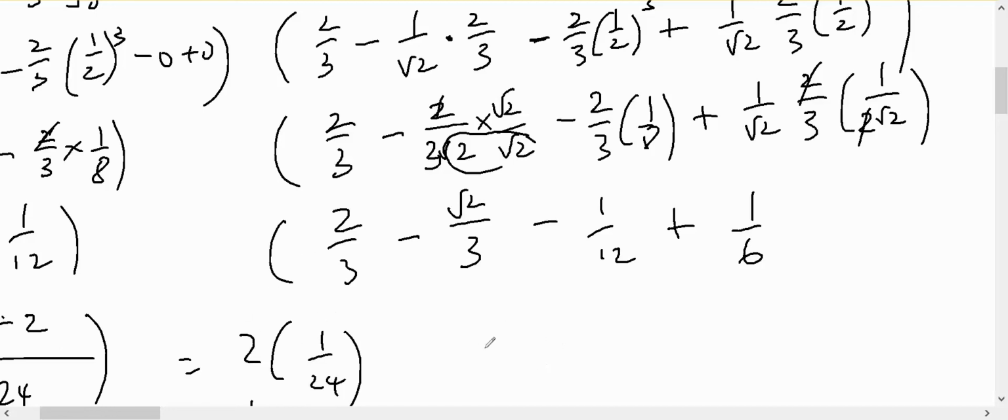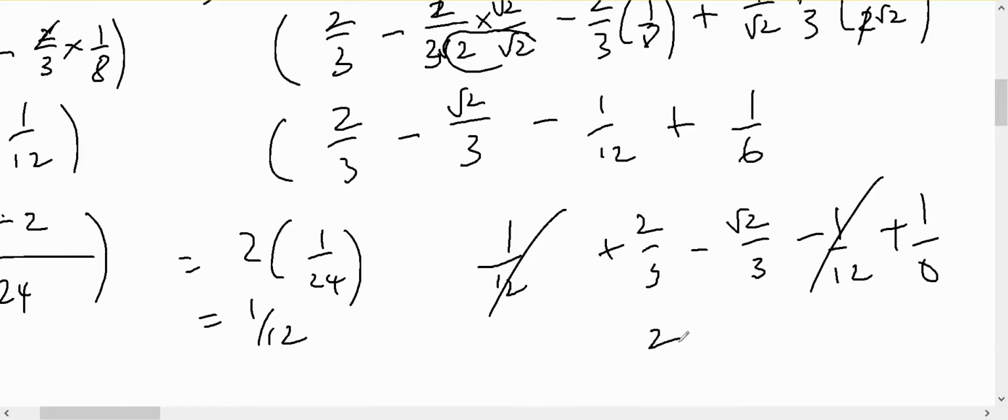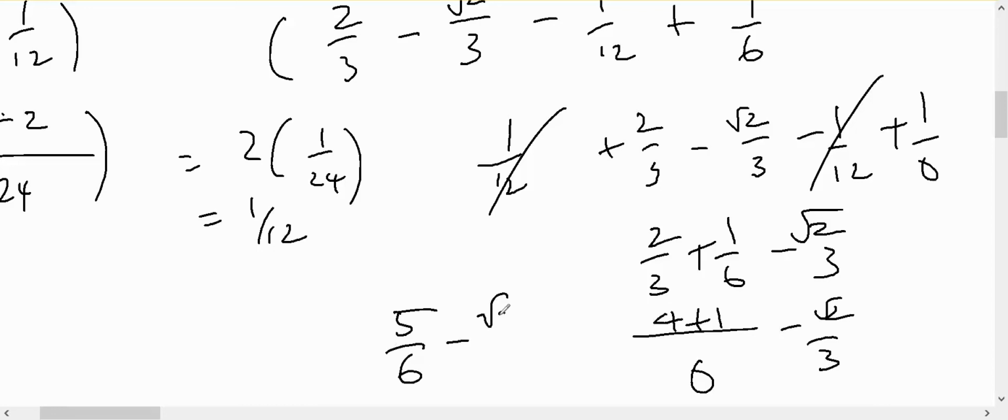So all up, I've got my 1 on 12 that I had over on the first area, plus 2/3, minus root 2 on 3, minus 1/12 plus 1/6. The 1 on 12ths will cancel to leave me with 2/3 plus 1/6 minus 2 root 2 on 3, which equals all on 6, 4 plus 1 minus root 2 on 3. So 5/6 minus root 2 on 3, or 5 minus 2 root 2 all on 3 square units.